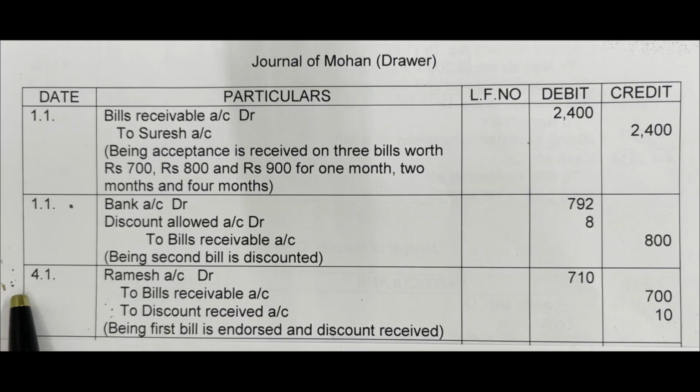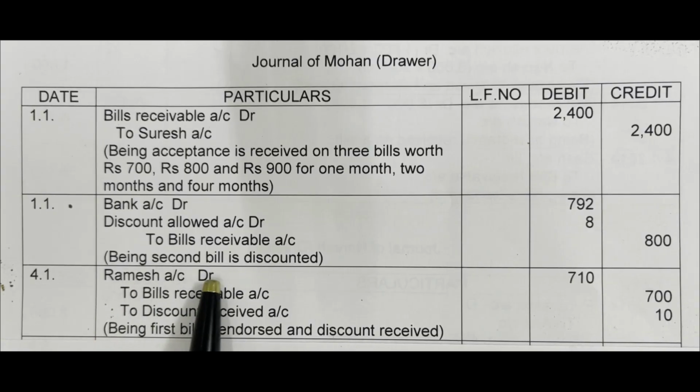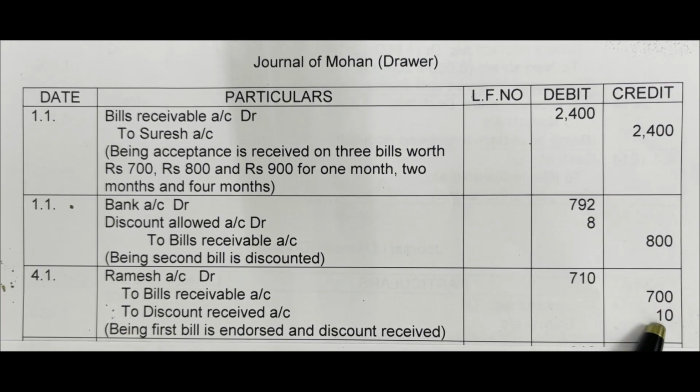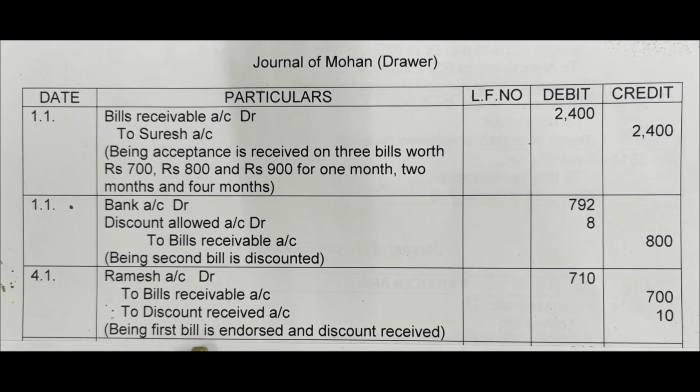Third entry is on 4th January. Ramesh account debtor, 710 rupees. To bills receivable account, 700. To discount received account, 10 rupees. Narration: being first bill is endorsed and discount received.